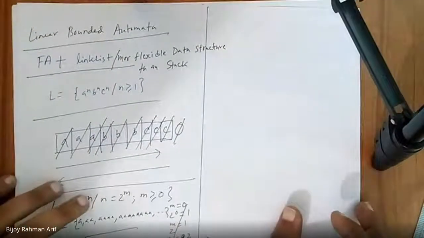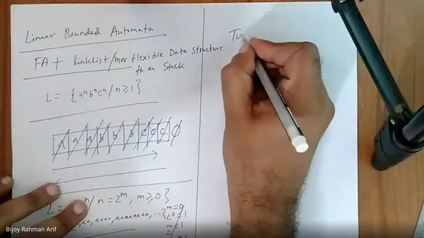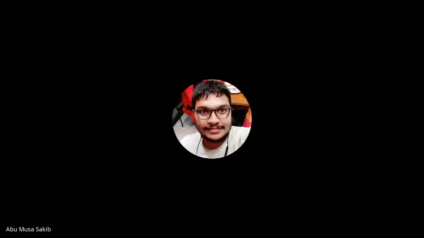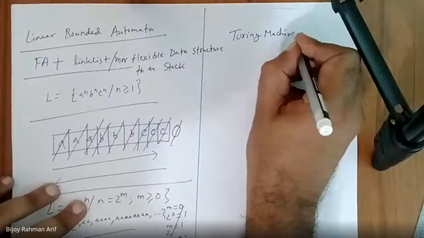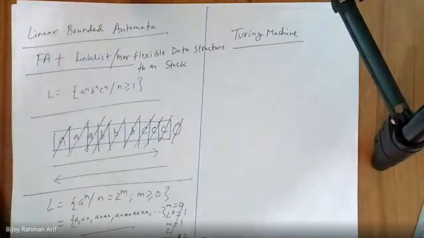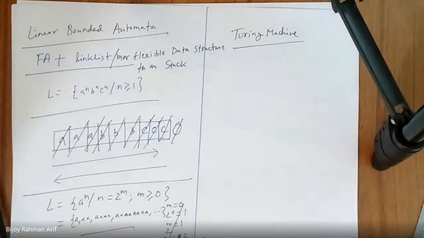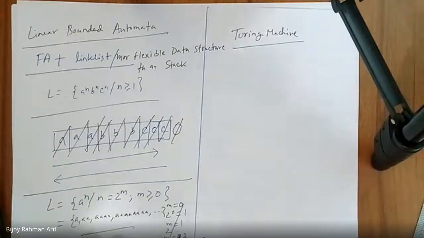That is called Turing machine. Who is Turing? Alan Turing. What is that movie called? An Incredible Mind or something like that. The Imitation Game. Okay. So Turing machine.